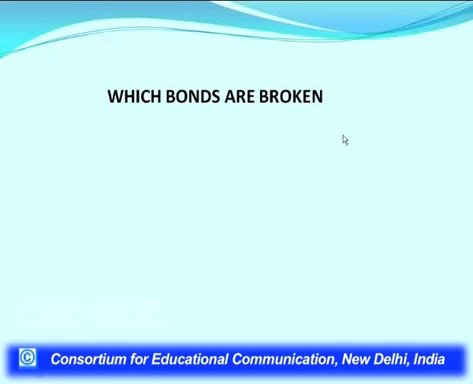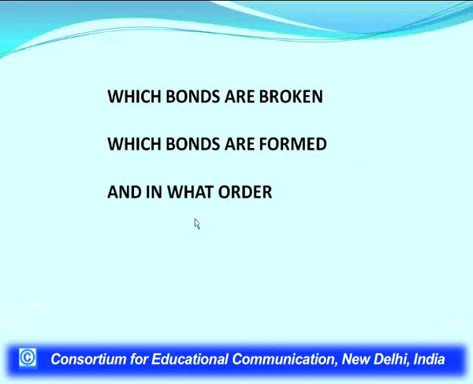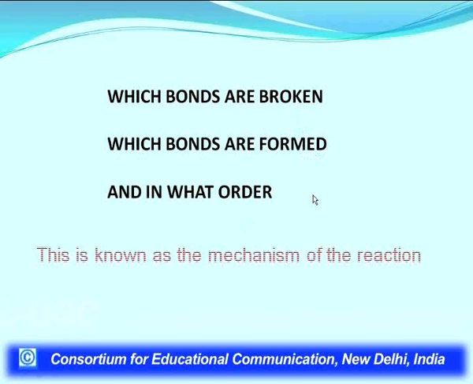In a chemical reaction, which bonds are broken, which bonds are formed, and in what order? That is, is the first bond cleaved or is a bond formed first, which bond is cleaved or formed, what is their sequence, what is their order. This is known as the mechanism of the reaction. Generally students are very much afraid of the mechanisms of reactions. But mechanisms are not a very difficult thing, not very special. A mechanism just involves the sequence of cleavage or formation of bonds.